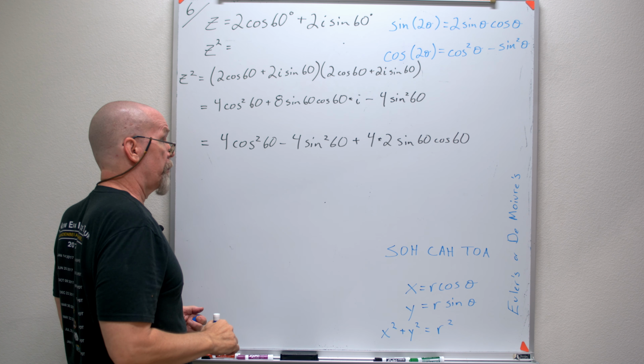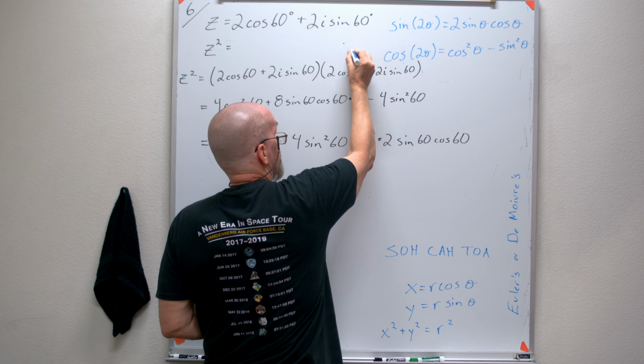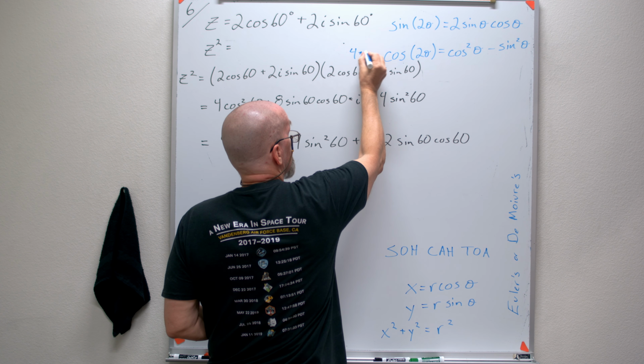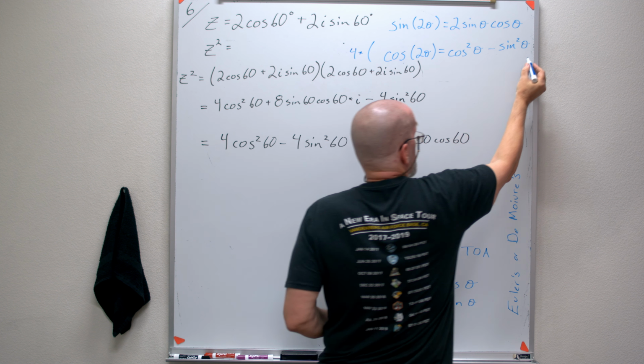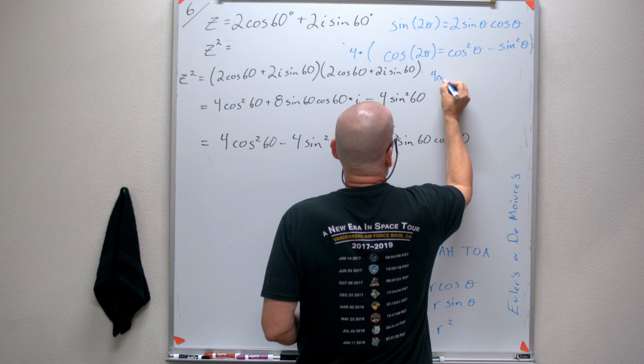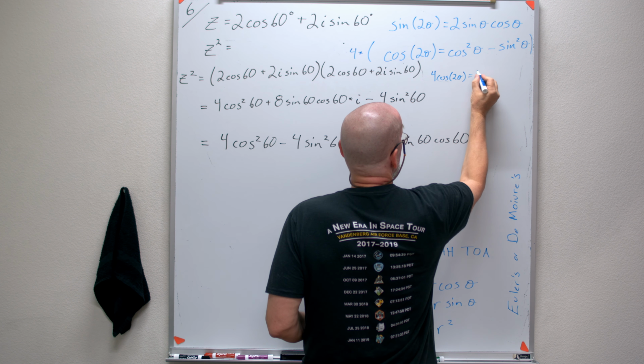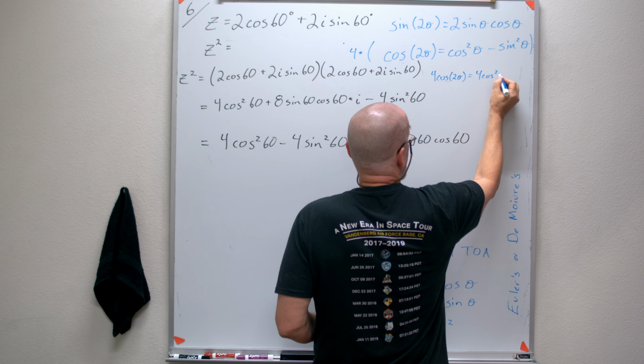So this thing here, I'm not quite ready yet because we don't have any 4's on this side. So there are a couple of options. One, if I wanted to, I could multiply both sides of this by 4, right? So I could just say, let's multiply both sides of that equal sign by 4, and I could rewrite my formula as 4 cosine 2 theta equals 4 cosine squared theta.